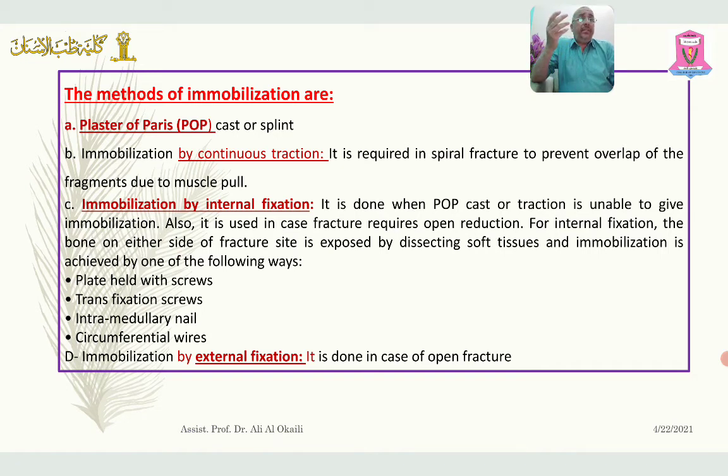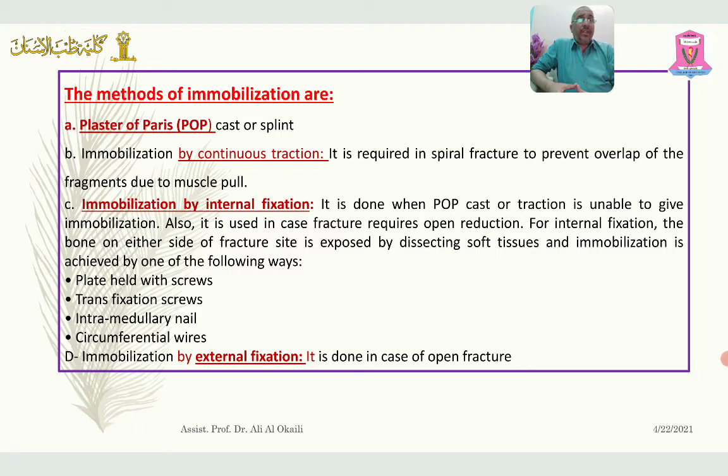عملية التثبيت إما ordinary by plaster of Paris اللي هو الجبس الكاست or splint, or immobilization by continuous traction بالسحب. It is required for spiral fracture to prevent overlap of the fragments due to muscle pull. Immobilization by internal fixation تثبيتات الداخلية. It is done when the plaster of Paris cast or traction is unable to give immobilization. Also, it is used in case of fracture, requires open reduction.